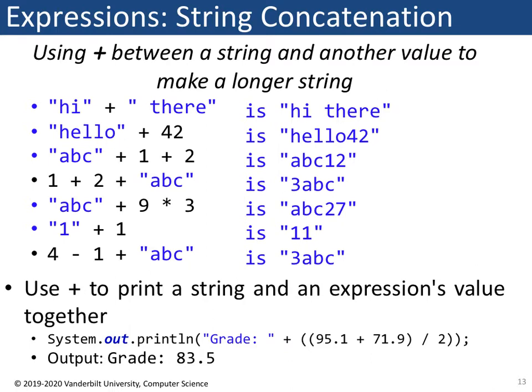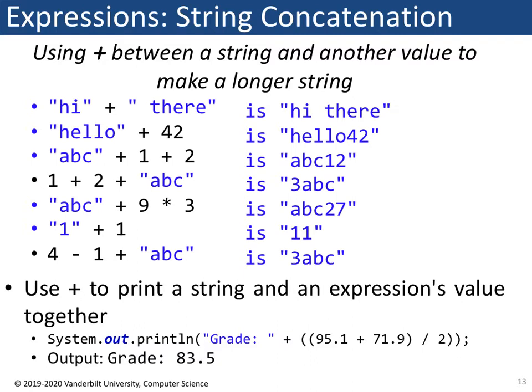We have "hello" plus the integer 42. So just as we had a data type conversion when we had an operator which did an operation on a double and an integer, and then the evaluated value was a double, similarly, if we have a string and an integer, the resultant value is going to be a string. So "hello" plus 42 is going to result in the string "hello42".